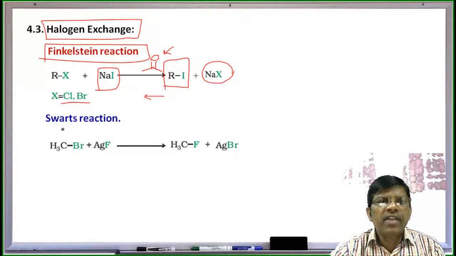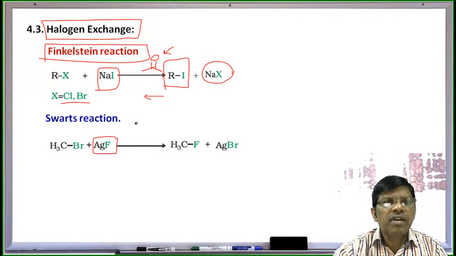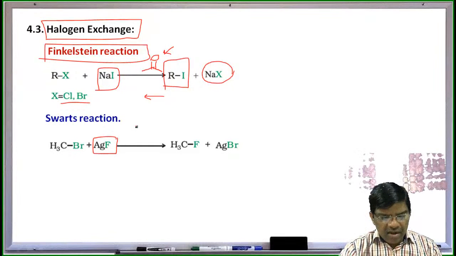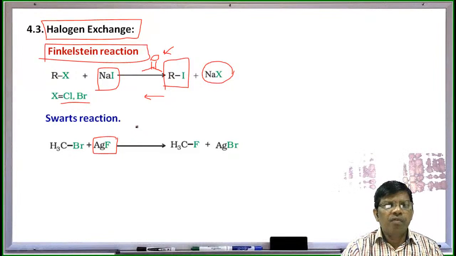Yes students, when it comes to fluorine, you can do fluorination using this sodium. Finkelstein reaction is not useful for the preparation of fluorocompounds.